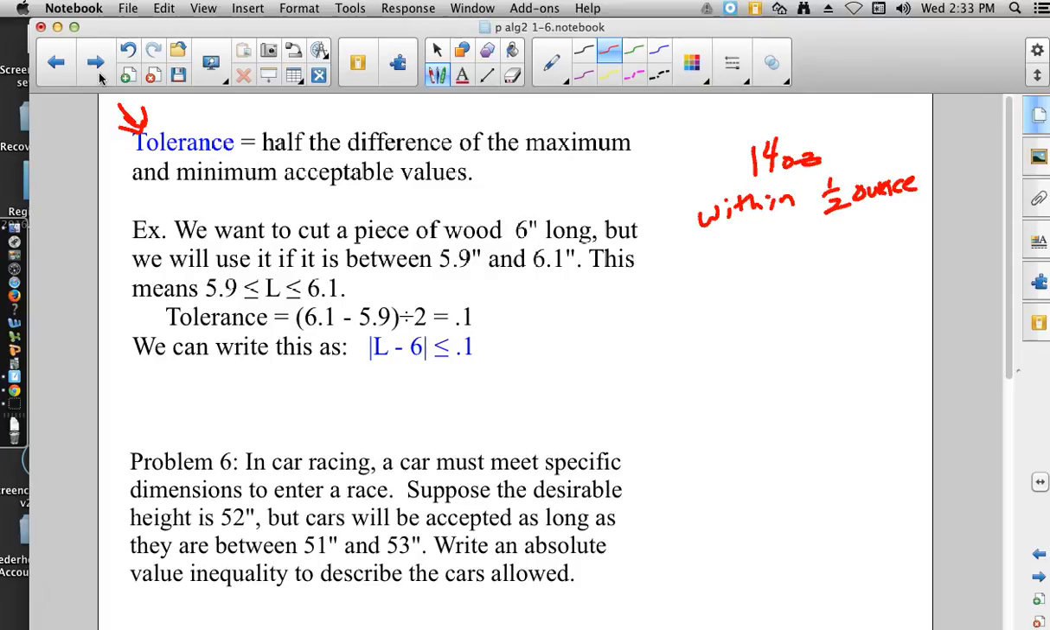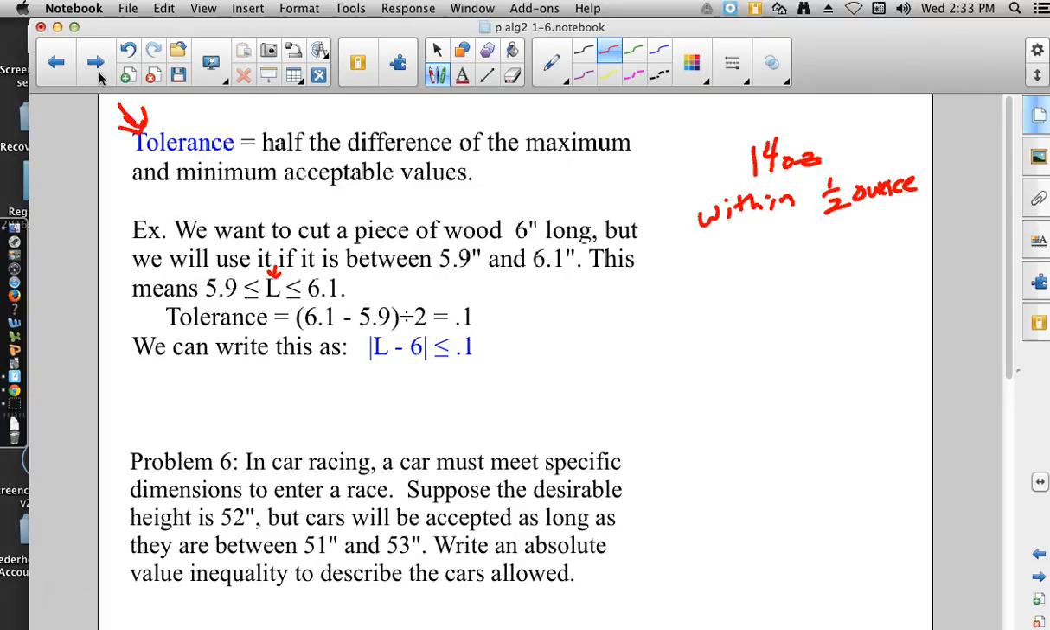They don't want to accidentally put too little in the box because they'll lose customers. They definitely will lose customers. And they don't want to put too much in the box because then, of course, they're losing money. So they have a tolerance and they try to stay within a range that's pre-established, whatever the boss is willing to do. So our example is we want to cut a piece of wood 6 inches long, but we will use it if it's between 5.9 inches and 6.1 inches. So the length of the wood right there is between 5.9 and 6.1.